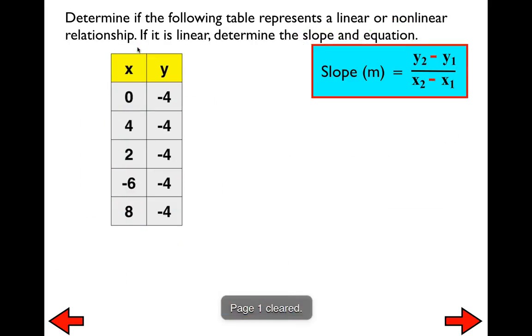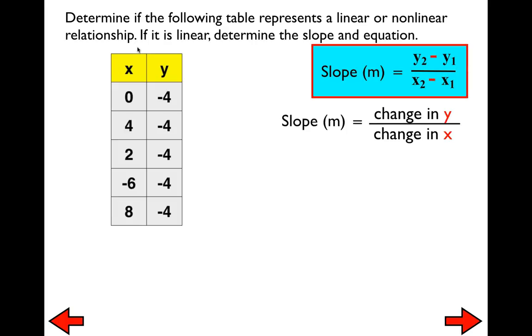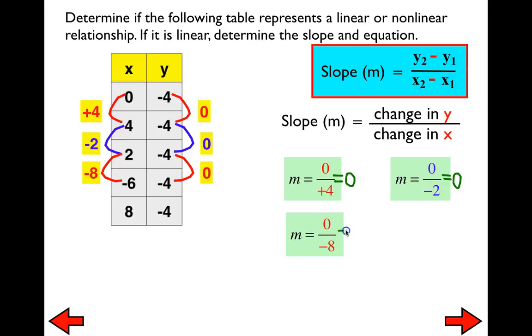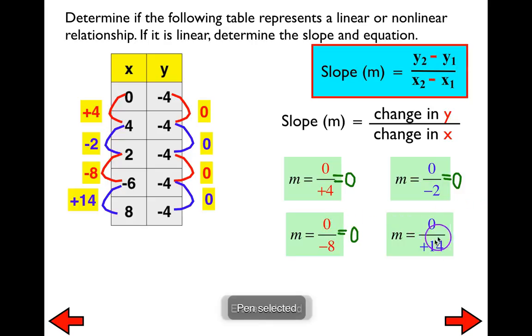Okay, now let's try another example. Same thing here. We're going to check our ratios to see if there's a constant rate of change. We check our ratios as y over x. So here we have 0/4. That's basically 0. Then we have 0/-2. This equals 0. So far so good. Next one, 0/-8 is 0. Last but not least, we have 0/14, which also equals 0.